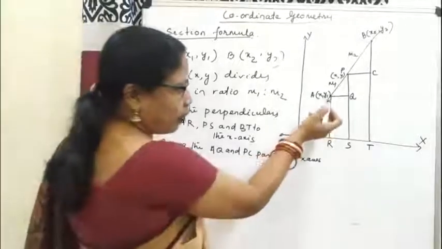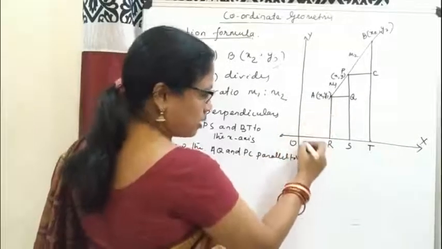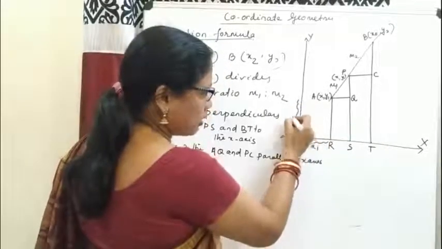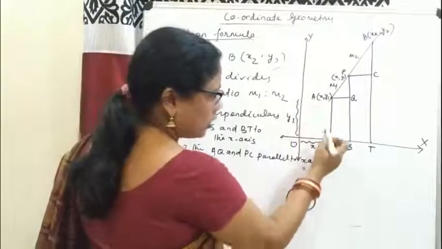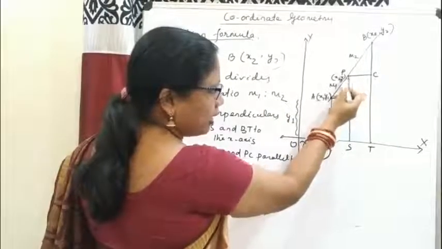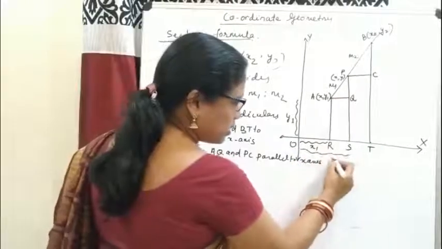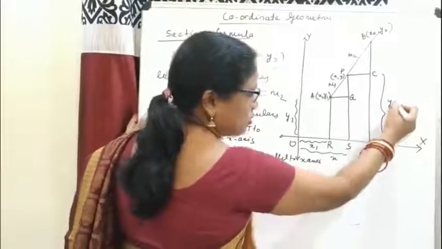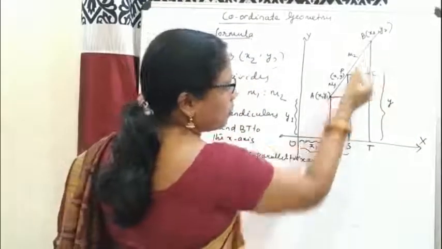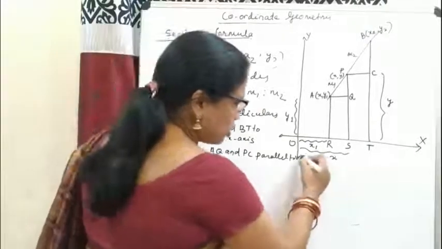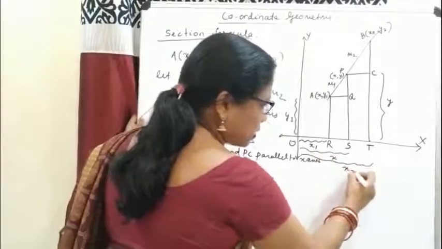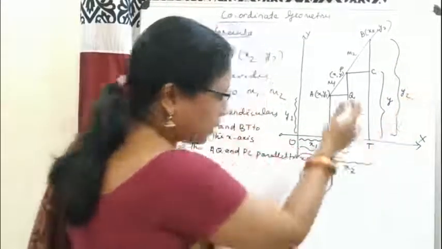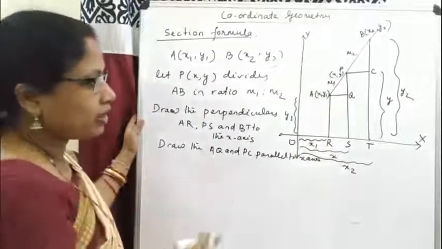So here point A has coordinates x1 and y1. So this distance is x1 and this is y1. Then the coordinates of P are x, y. So this distance is x and here I have marked this distance as y. Again this is point B having coordinates x2, y2. So this distance is x2 and this distance is y2. So by using these values we have to derive the formula.